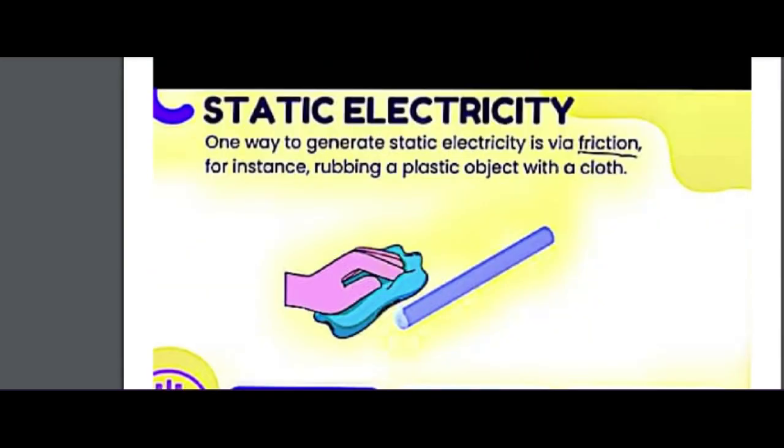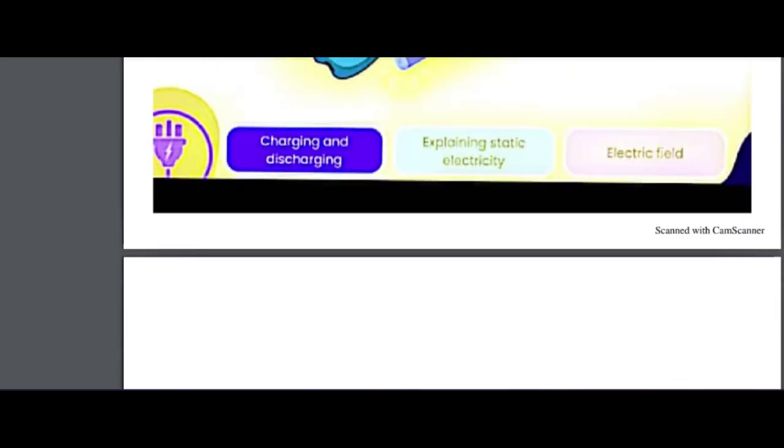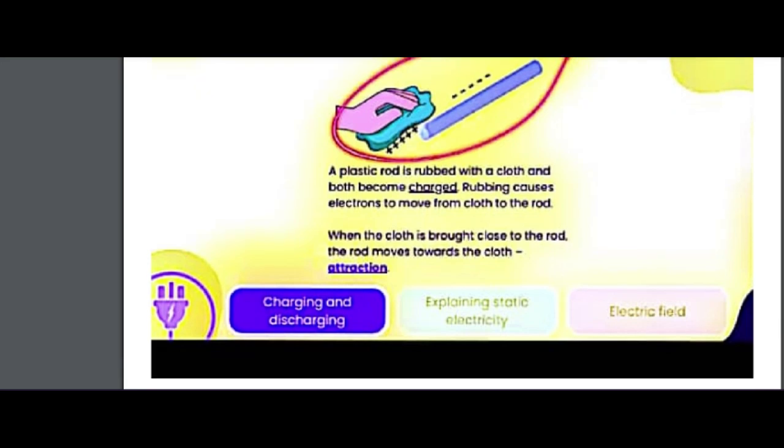One way to generate static electricity is via friction. Look here. I hope now you get the idea. For instance, rubbing a plastic object with a cloth. When the plastic rod is rubbed with the cloth, both become charged. Rubbing causes electrons to move from the cloth to the rod. Now the cloth is positively charged and the rod is negatively charged.